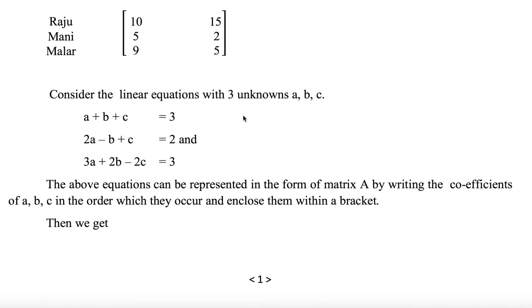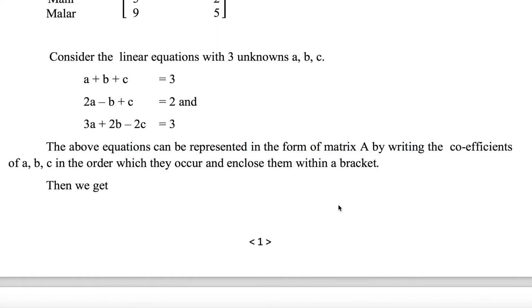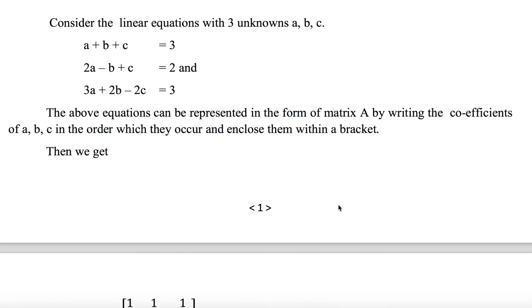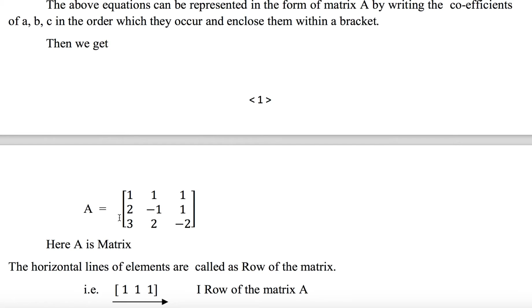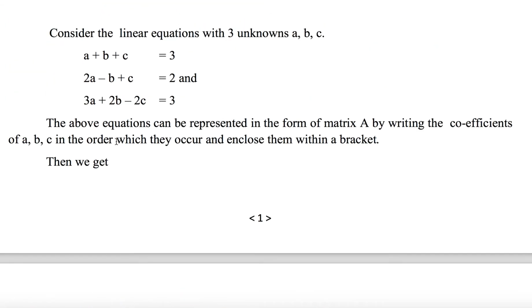Consider the linear equations with three unknowns a, b, c. a plus b plus c equal to 3. 2a minus b plus c equal to 2. 3a plus 2b minus 2c equal to 3. These are called simultaneous linear equations, with three unknowns in this case. These can be written in the form of a matrix by writing the coefficients only. If you write the coefficients of a, b and c, that matrix is: 1 1 1, 2 minus 1 1, 3 2 minus 2.